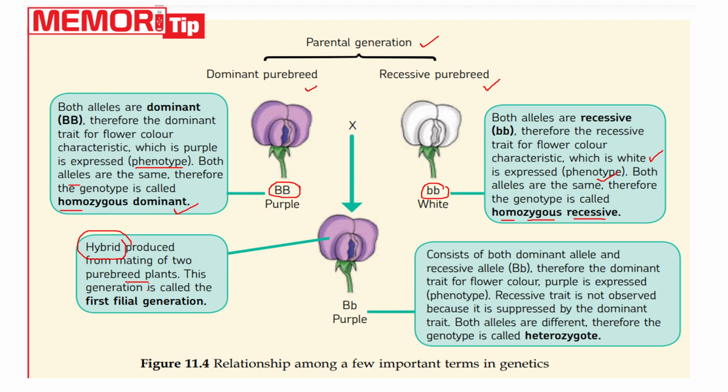This is called the first filial generation, the F1, which consists of both a dominant allele and a recessive allele, a capital B and a small b. Therefore, the dominant trait for flower color, purple, is expressed. The recessive trait, in this case, is not observed because it is suppressed by the dominant trait. Both alleles are different, as you can see here, so we call this genotype heterozygote.